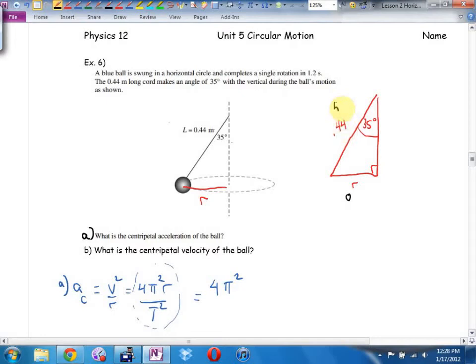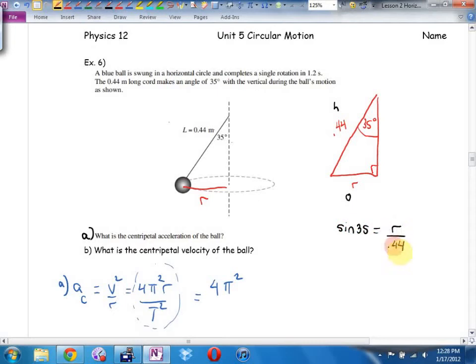Justin, I'm going to say this then. Sine 35 equals r over 0.44. Redeem yourself, Justin. How would I get the r by itself? No, we're already dividing by. Okay, don't bother redeeming yourself. Dig yourself deeper into that hole.